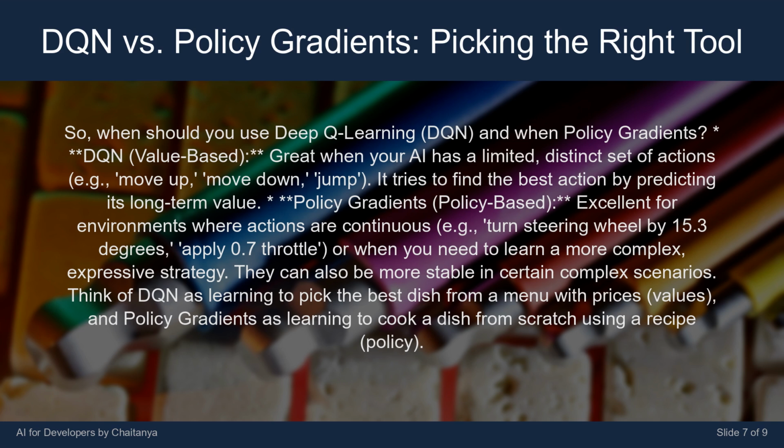Policy gradients: policy-based. Excellent for environments where actions are continuous, e.g., turn steering wheel by 15.3 degrees, apply 0.7 throttle. Or when you need to learn a more complex, expressive strategy, they can also be more stable in certain complex scenarios. Think of DQN as learning to pick the best dish from a menu with prices, values, and policy gradients as learning to cook a dish from scratch using a recipe.